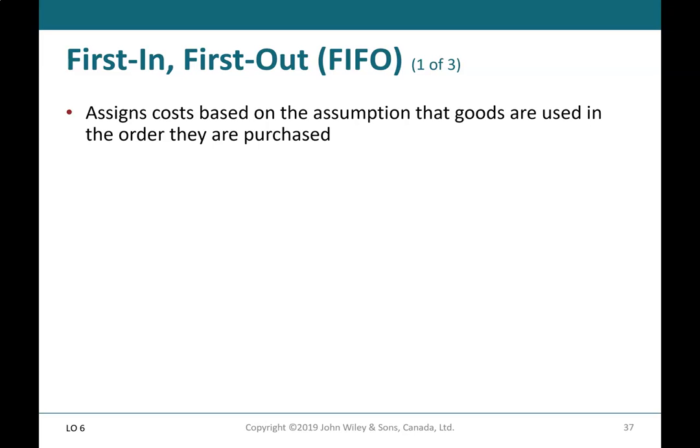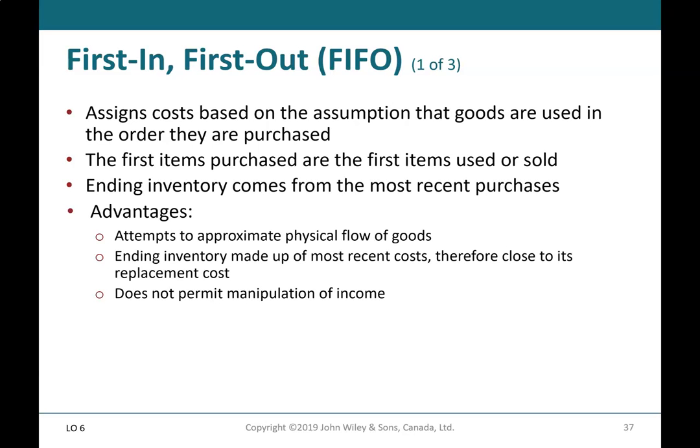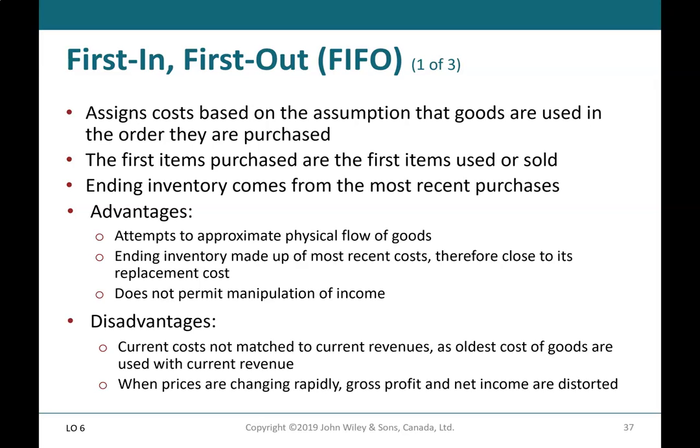First in, first out, FIFO, 1 of 3. It assigns costs based on the assumption that goods are used in the order they are purchased. The first items purchased are the first items used or sold. Ending inventory comes from the most recent purchases. Advantages: attempts to approximate physical flow of goods. Ending inventory is made up of most recent costs, therefore close to its replacement cost. It does not permit manipulation of income.